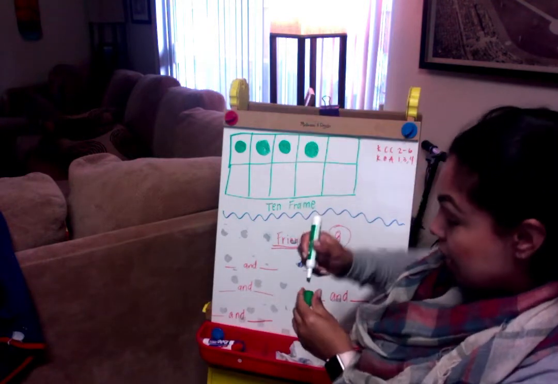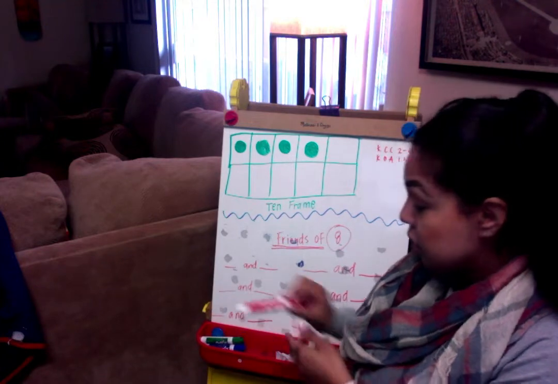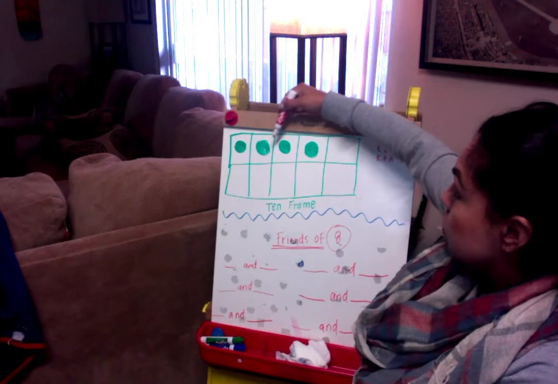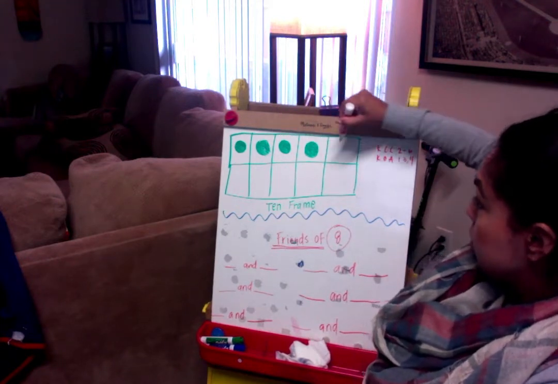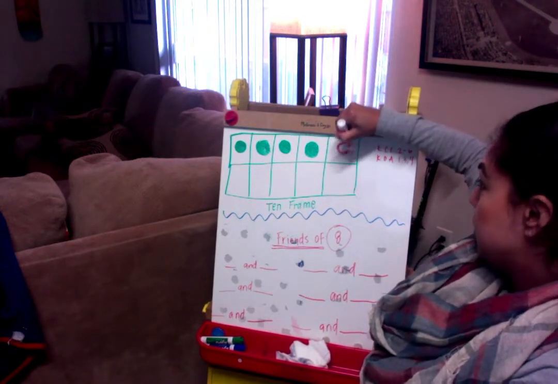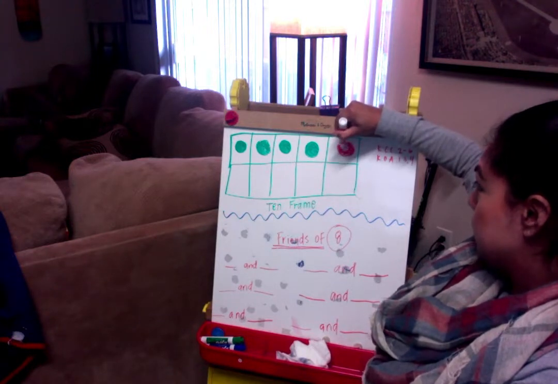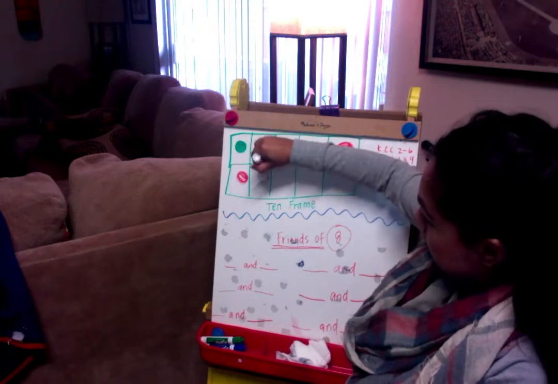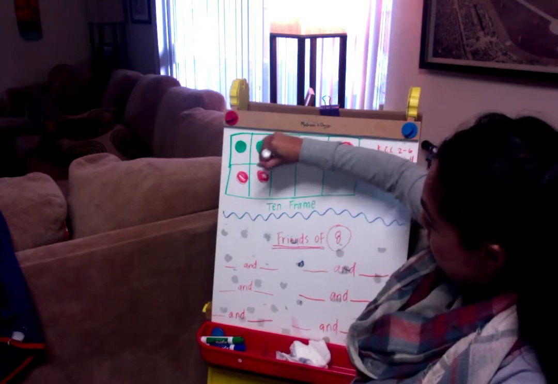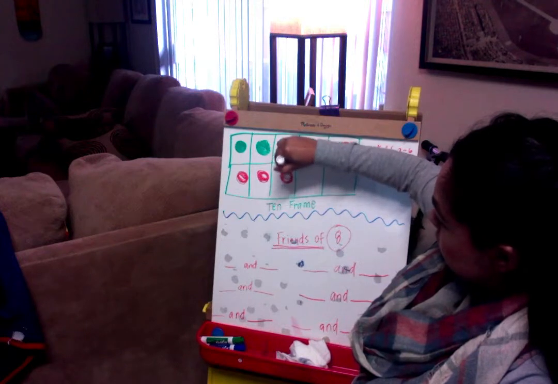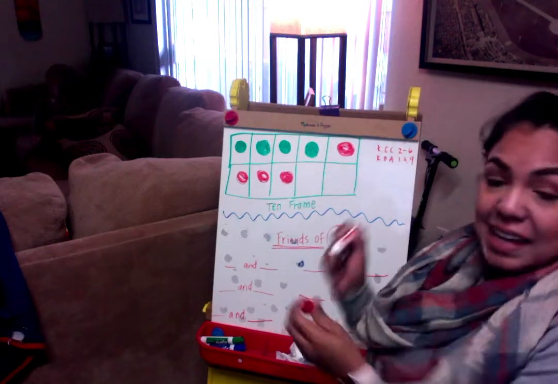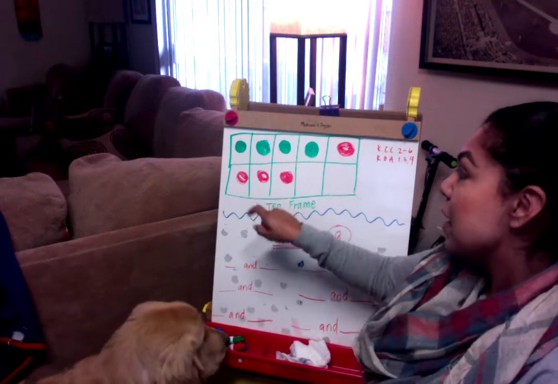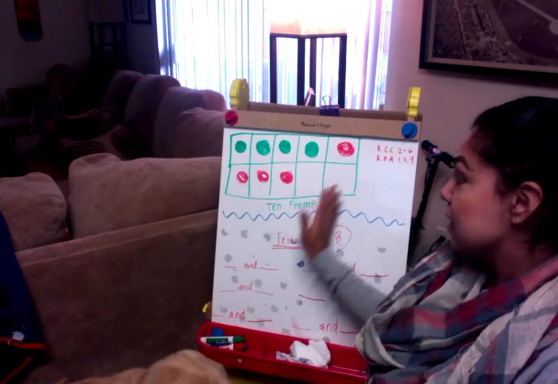Let's count. Okay, I'm going to do it in a different color so you guys can find the 2 numbers that needed to make 8. So here we go. 1, 2, 3, 4, 5, 6, 7, 8. Oh, should I stop there? 8. Okay, good. I'll stop there. Okay, someone said stop. Okay, so now I should have 8 all together.